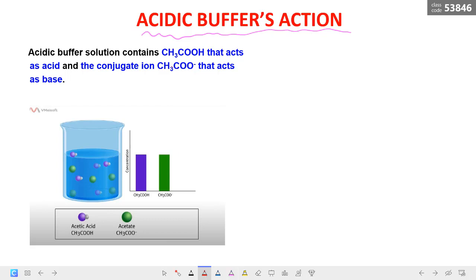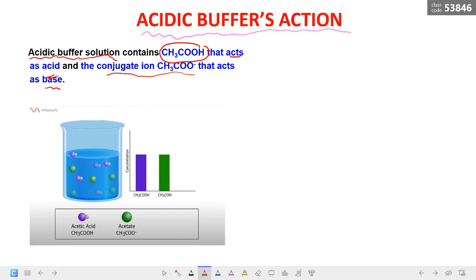Acidic buffer solution contains, okay, acidic buffer solution contains apa? Acetic acid sebagai contoh untuk buffer inilah. Ada banyak lagi buffer solution that acts as acid, okay, and conjugate ion which act as a base. Jadi maksudnya dalam kita punya buffer solution ni ada dua komponen. Dia mesti ada acidic component and basic component.